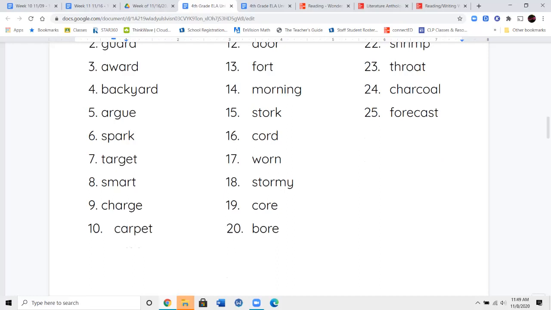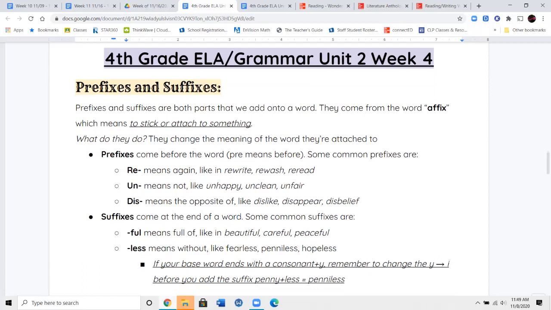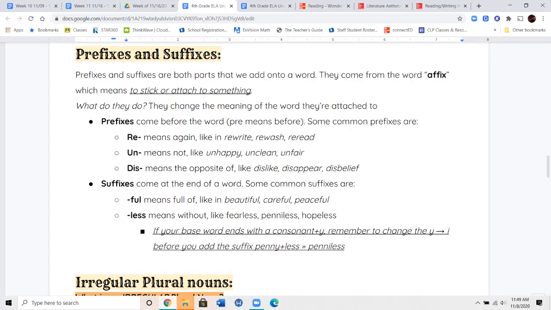Now let's jump into your language arts and grammar notes for this week. The first thing we're going to review, we've talked about this in the past, are prefixes and suffixes. Now remember, prefixes and suffixes are word parts. They're not whole words. They're a couple letters that are added on to either the beginning or the end of a word. And they come from the word affix. To affix something is to stick it to something or to attach it to something. So a prefix or a suffix is stuck on or attached to the base word that you're talking about.